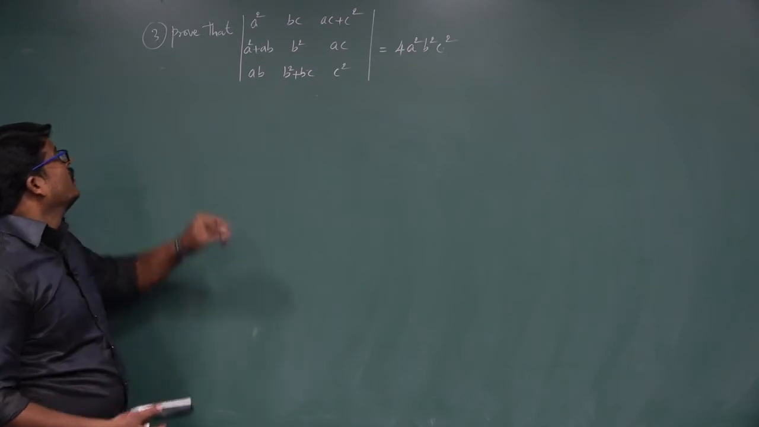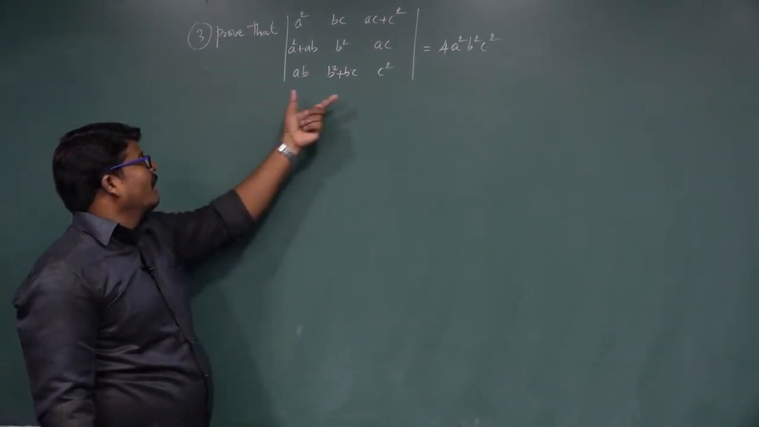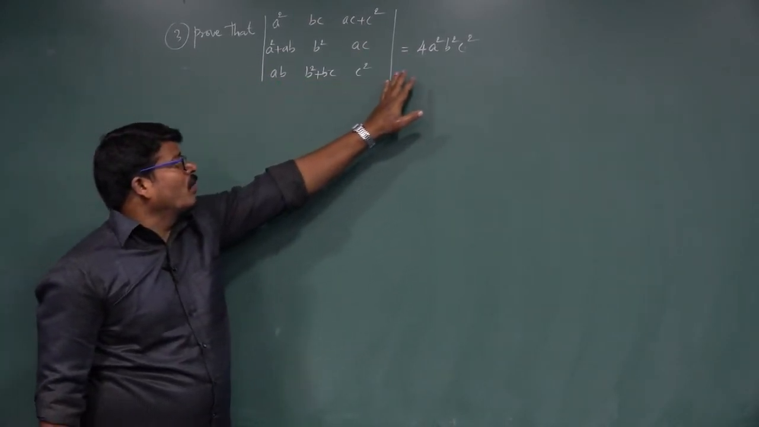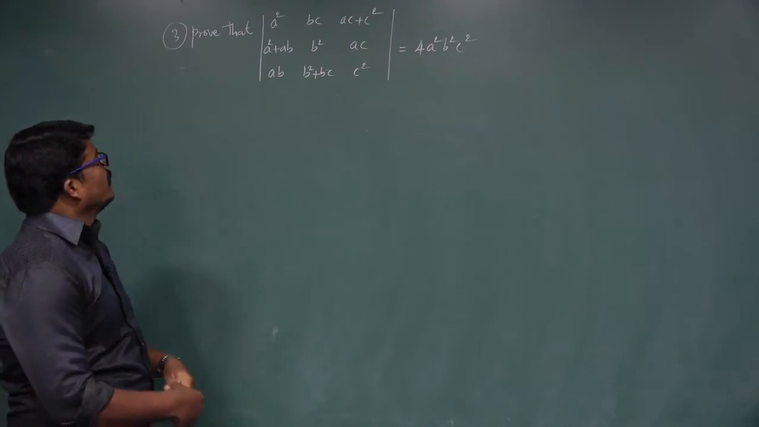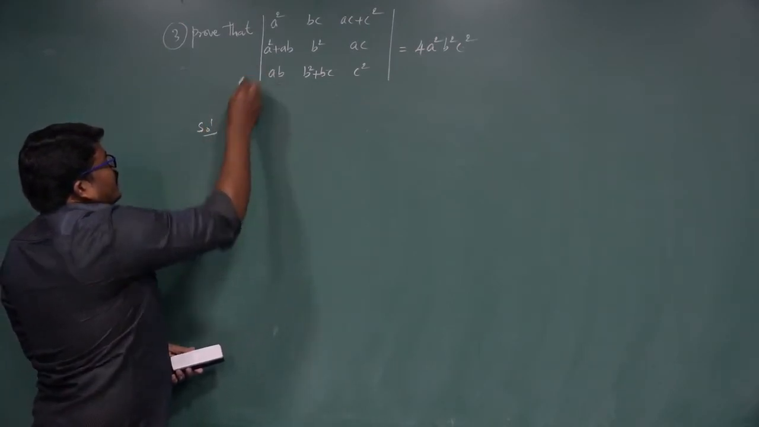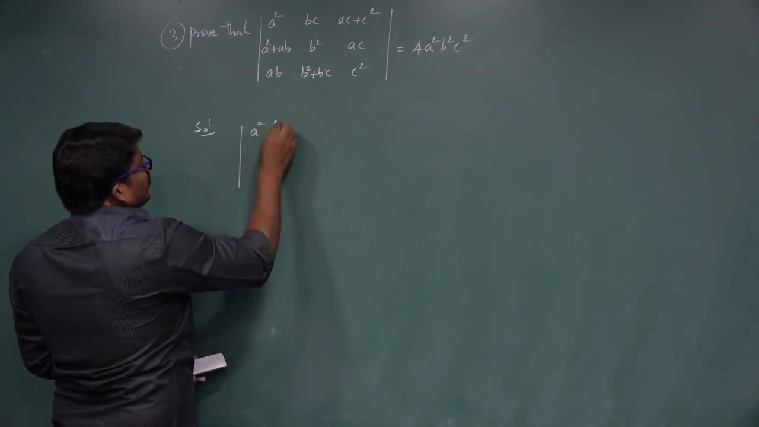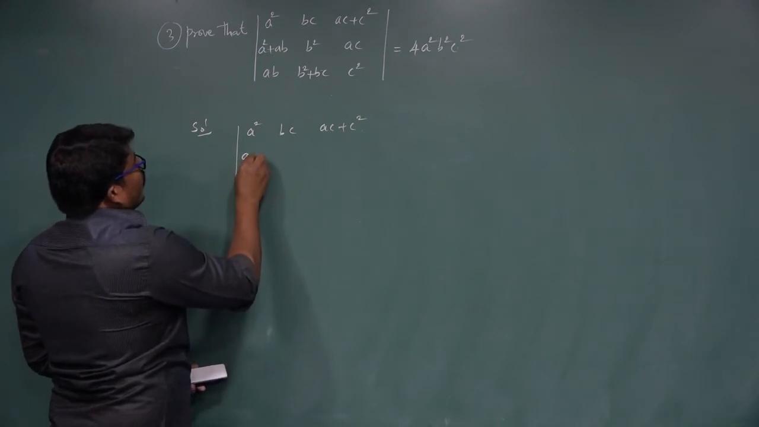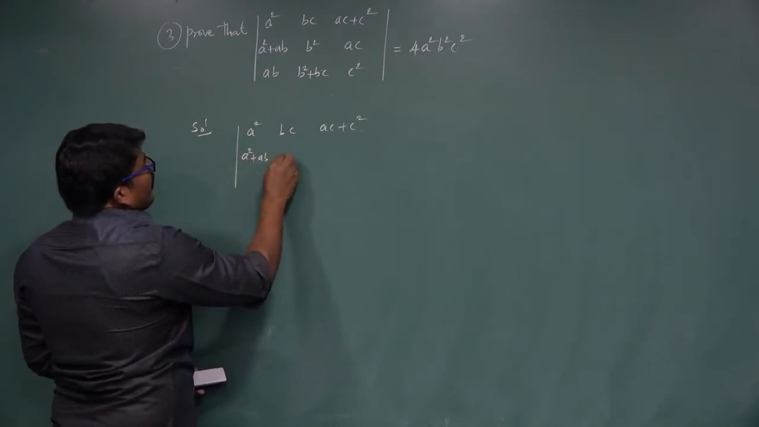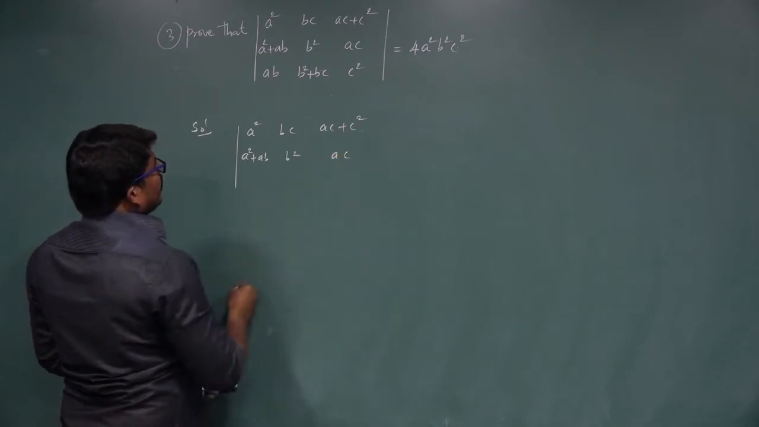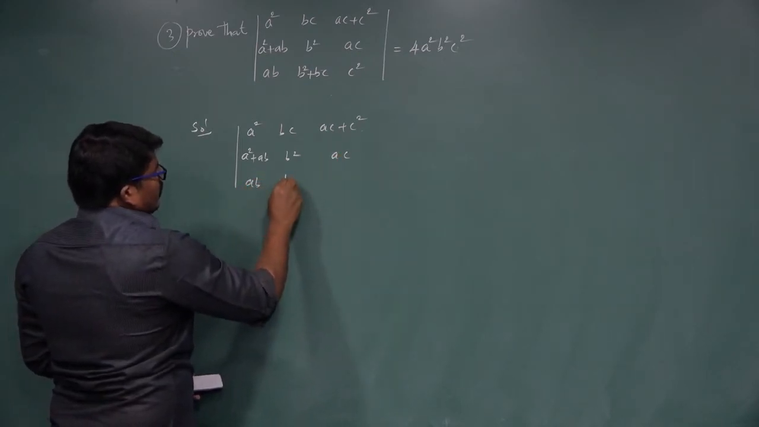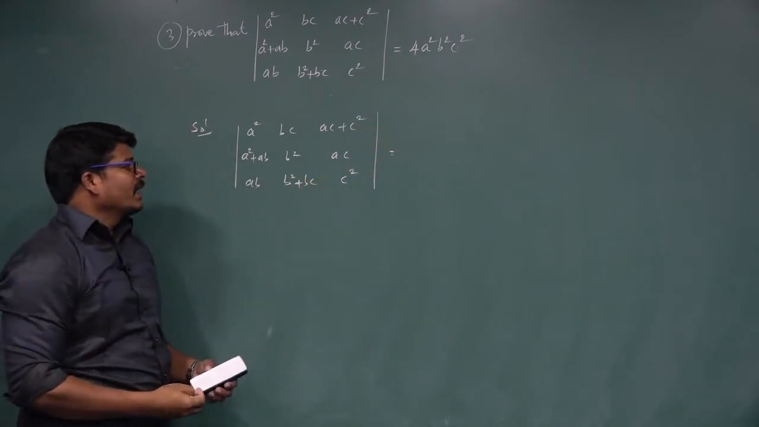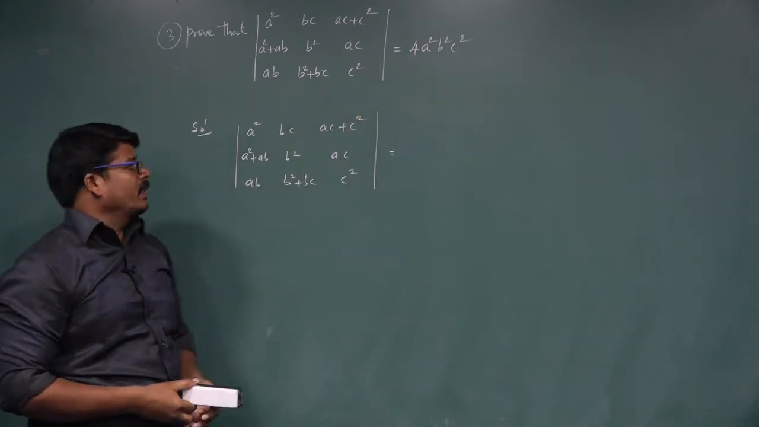Exercise 7.2, third problem. Prove that the given determinant equals 4a square b square c square. Take LHS as the determinant with first row a square, bc, ac plus c square. The second row a square plus ab, b square, ac. And the third row ab, b square plus bc, c square. The given determinant equals 4a square b square c square.